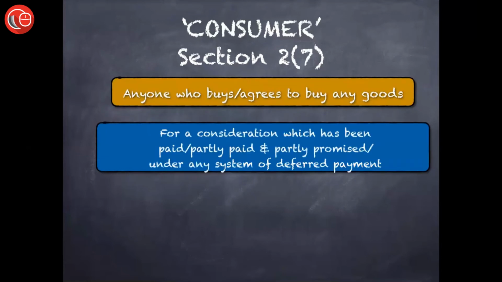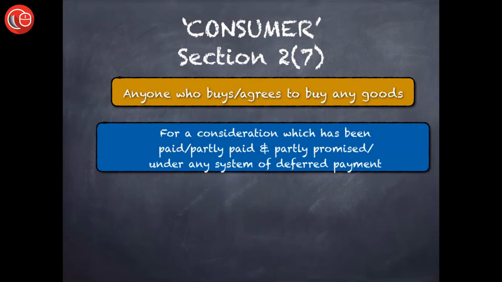For a consideration which has been paid or partly promised, or under any system of deferred payment. So the next thing we need to keep in mind is that for such goods, some kind of consideration has to be paid by the consumer. Consideration has not been defined under the Consumer Protection Act, but we would consider the same meaning of consideration as given under the Indian Contract Act 1872. It could be partly paid and partly promised, that some amount of that consideration has been paid and some amount has been promised to be paid on a later date.